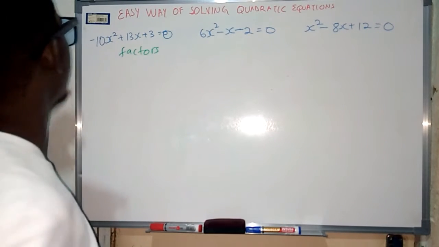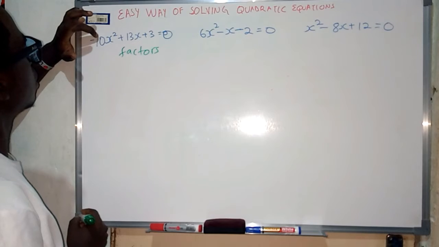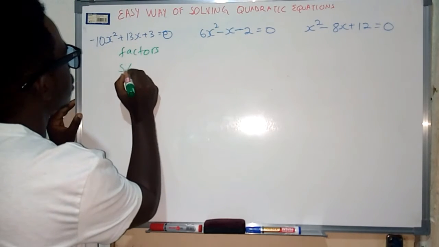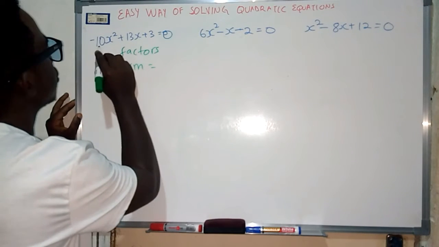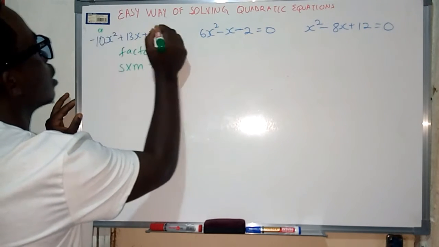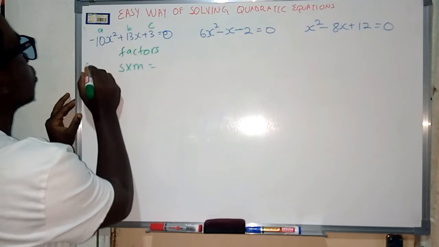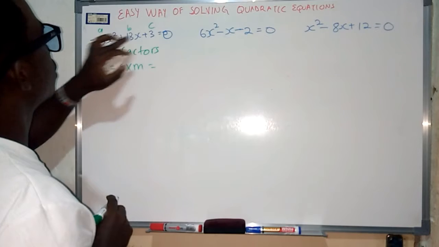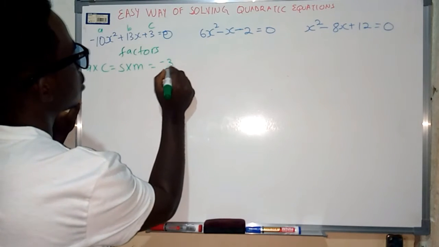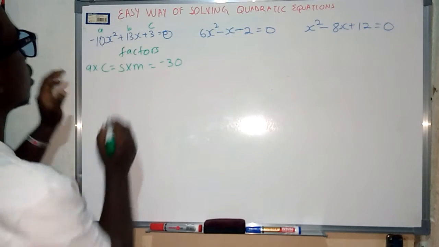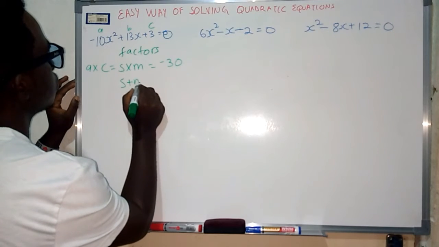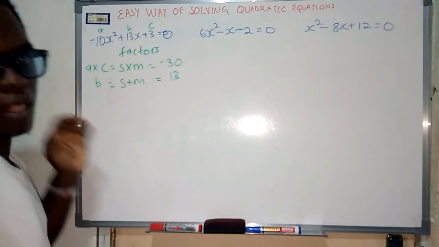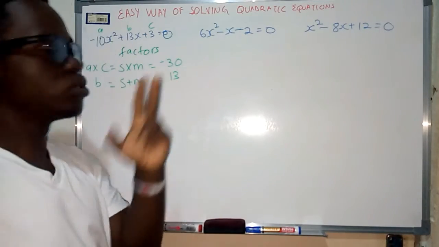For the factors, we are going to get the product of the coefficient on x squared, which is negative 10, times 3. This is my A, this is my C, and this is my B. So I'm going to multiply A times C, which is negative 10 times 3, which is negative 30. Then we get our sum, which is the B. The sum is 13. So we want to look for two numbers.